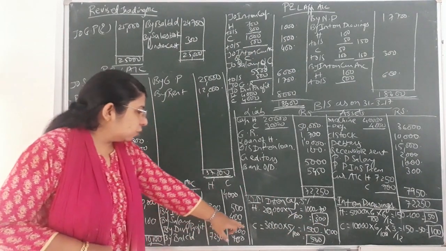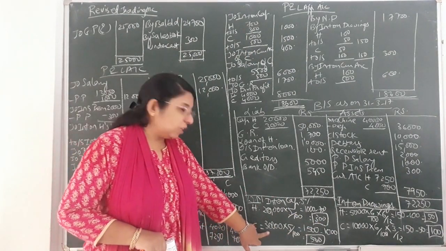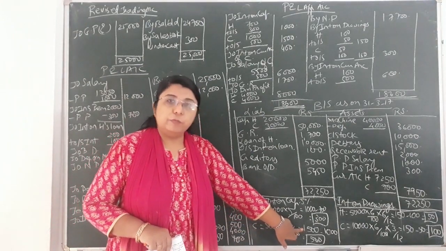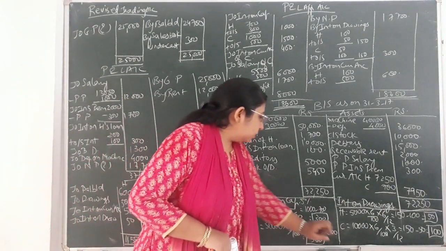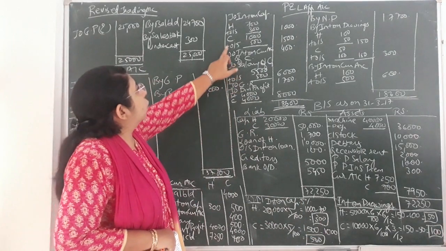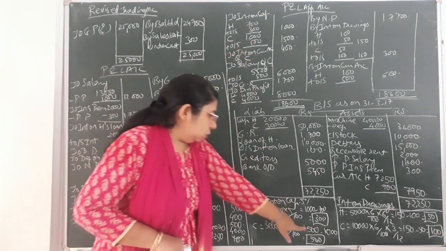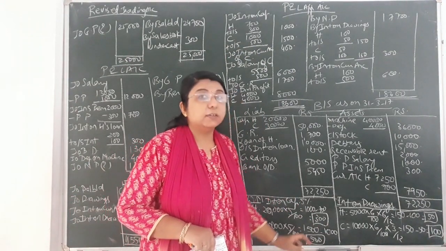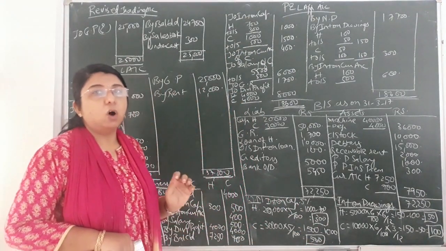Okay, and in case of Chaya, total opening balance that is given to you 30,000. 30,000, 5% you will count. Then you will get 1,500. 1,500 minus already paid interest on capital for Chaya, that is 1,000. So 1,500 minus 1,000, that would come 500. That is outstanding interest on capital for Chaya.